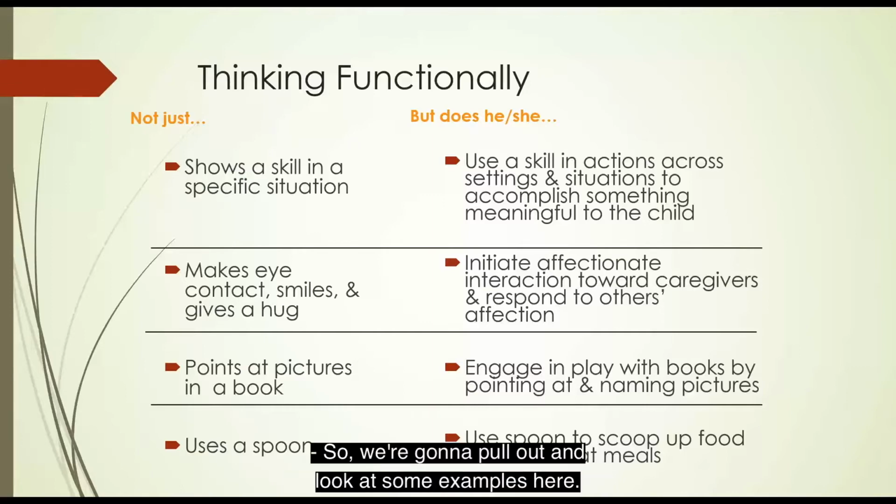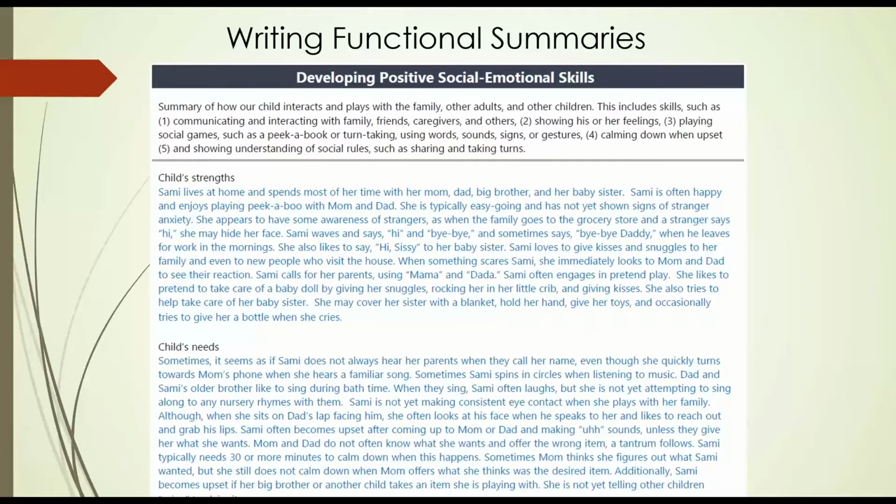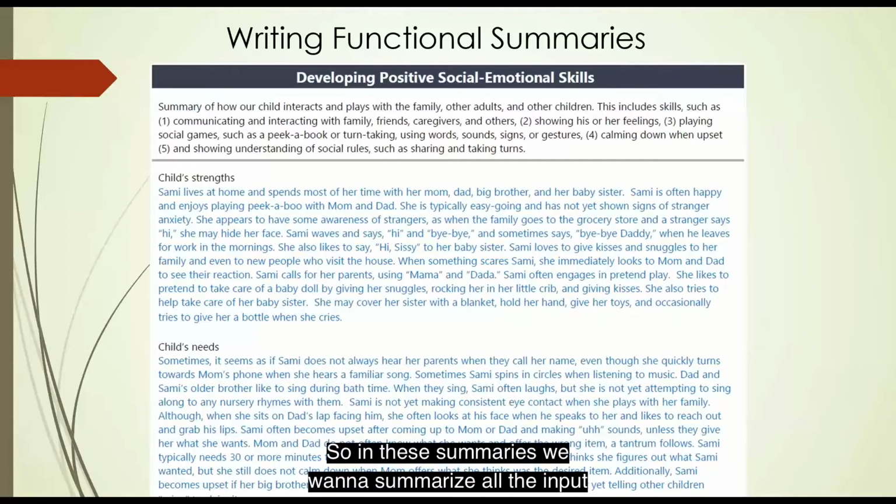So we're going to pull out and look at some examples here. We have an example of Sammy. If you want to pull out your COS cheat sheet during this, that may be helpful. So in these summaries, we want to summarize all the input about a child's strengths and needs across routine settings and all the people that are participating in the IFSP process.